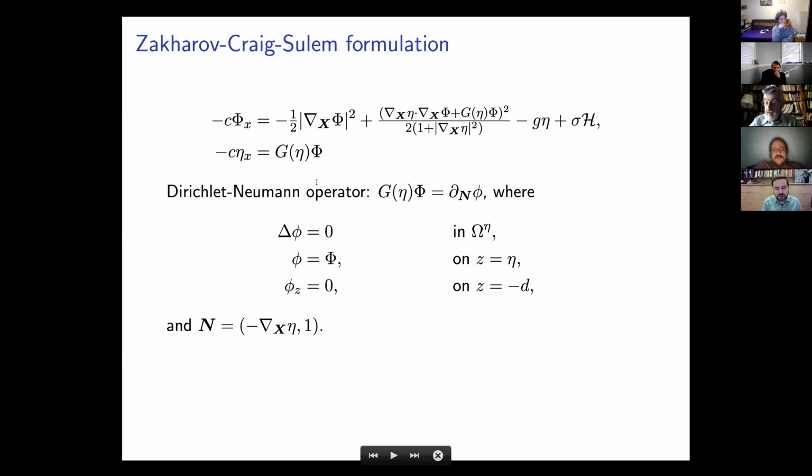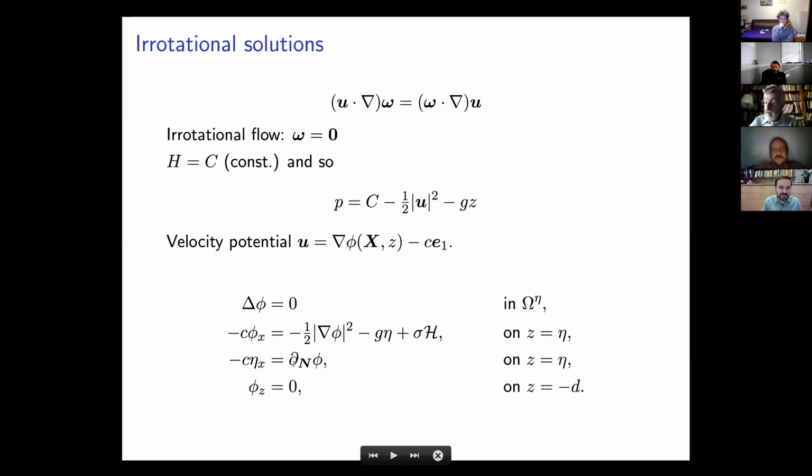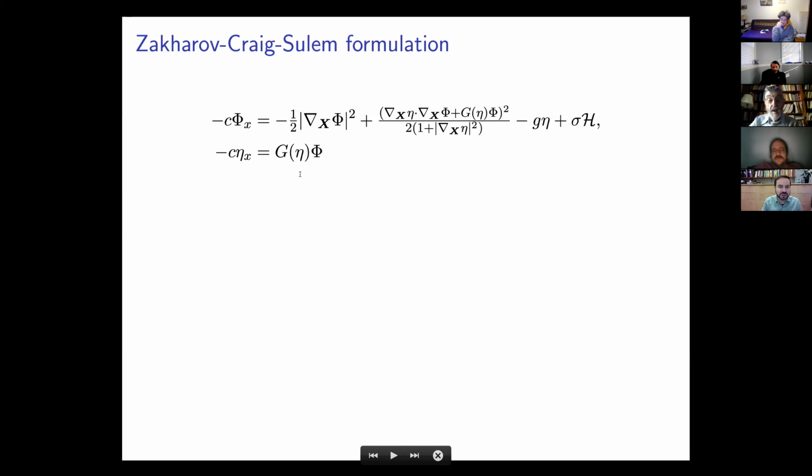If we go back, we defined the Dirichlet-Neumann operator as the linear operator which takes the Dirichlet boundary data of this velocity potential phi to the Neumann data on the surface. Here I should say this is not the normal derivative, but it's convenient in the water wave problem to take this non-normalized normal vector. Okay, this equation is just what I had on the previous slide, reformulated in terms of the Dirichlet-Neumann operator.